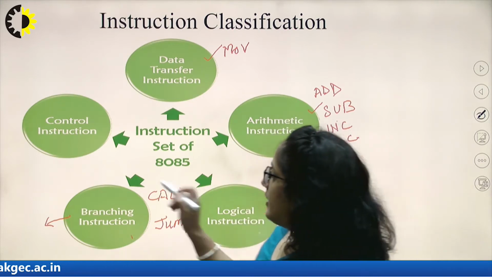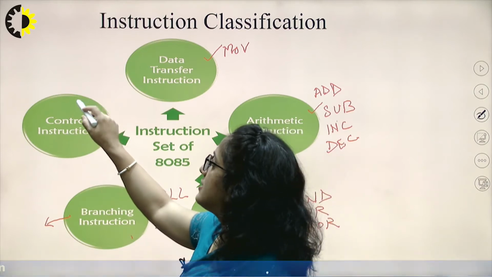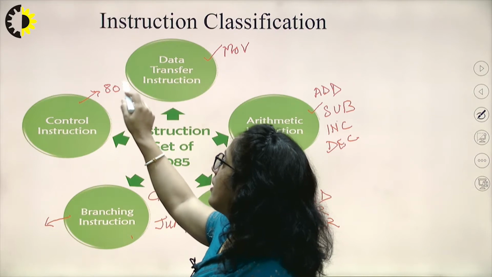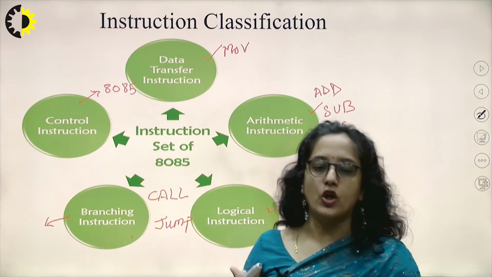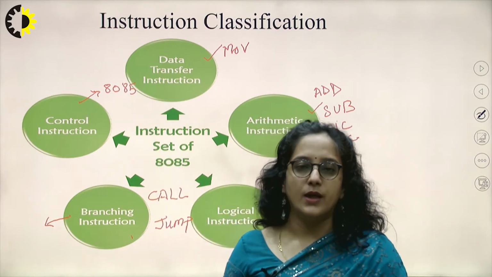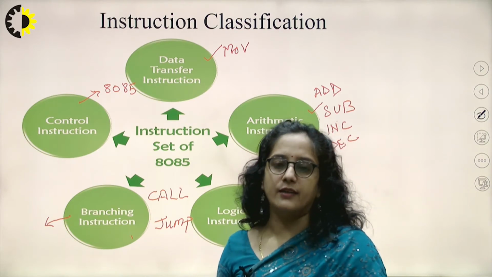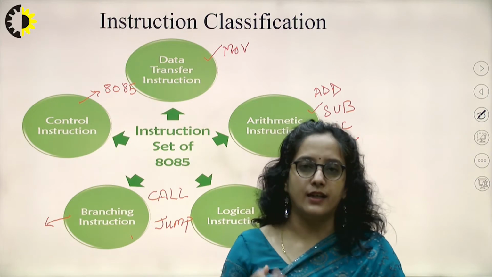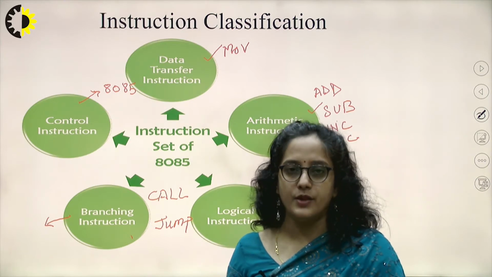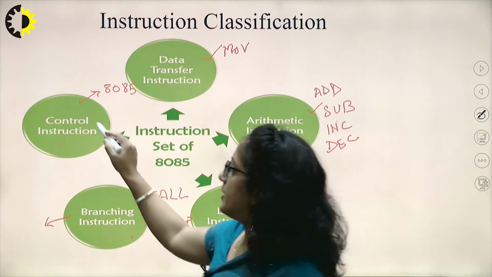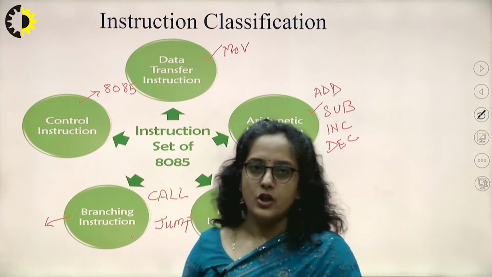And the last group is control instructions. These instructions are used to control the operation of the 8085 arithmetic and logic unit. So it may be machine control operations, like we have to set the interrupts, we have to mask the interrupt, we have to read the condition of interrupt. All these instructions come under control machine operations. So we can see them one by one.